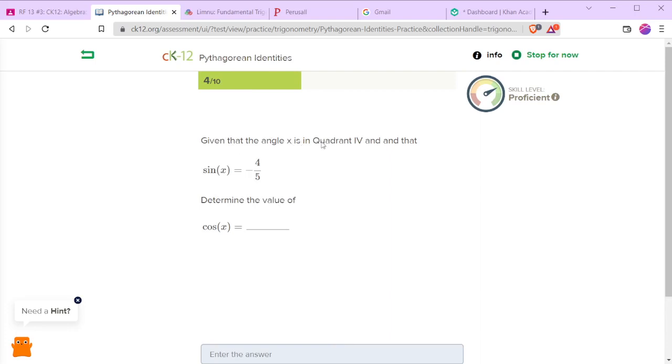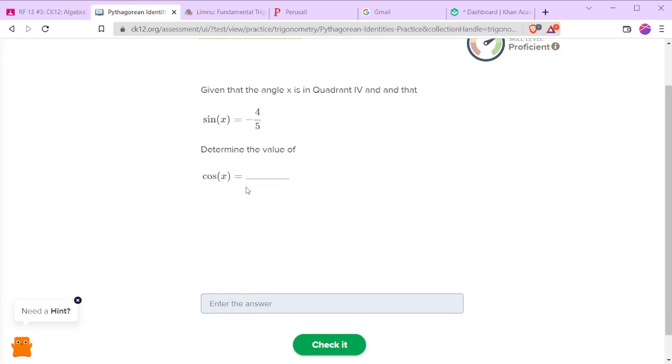Now given that angle x is in quadrant 4, and that sine of x is negative 4 over 5, determine the value of cosine of x. Now, if this is in quadrant 4, that means our cosine is positive.